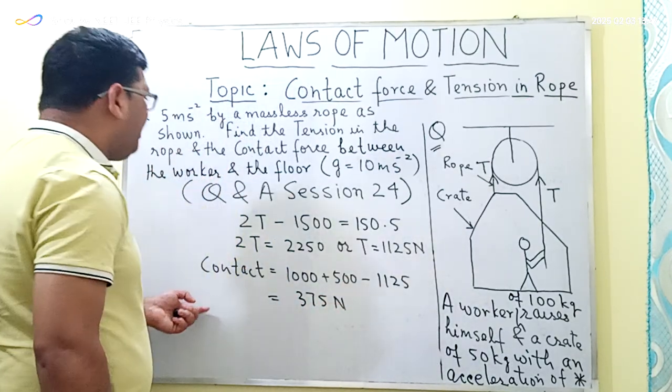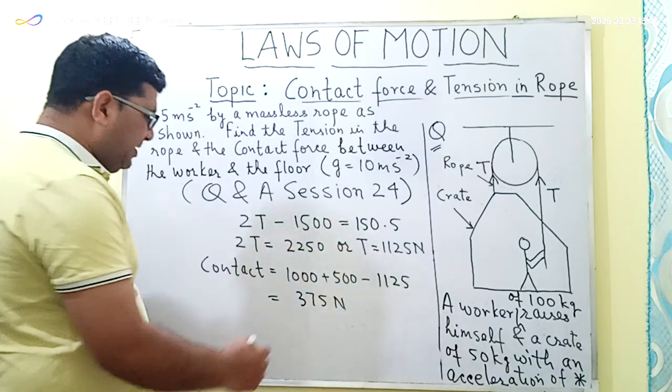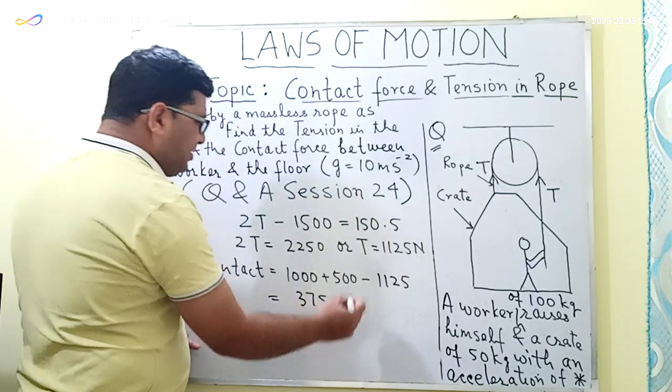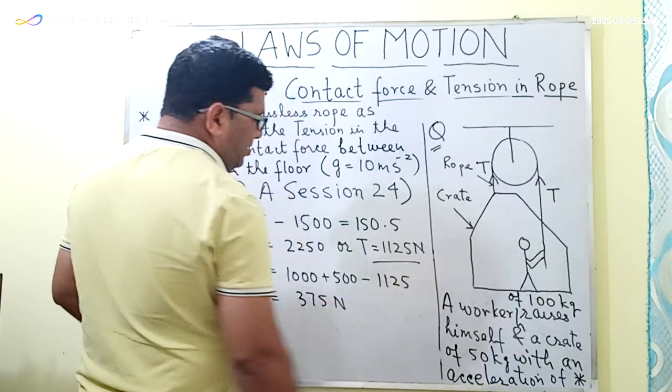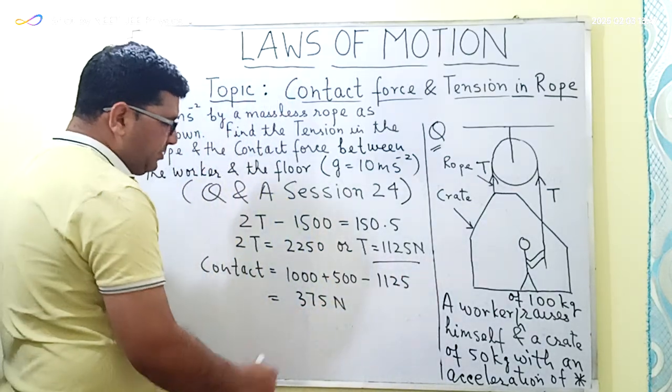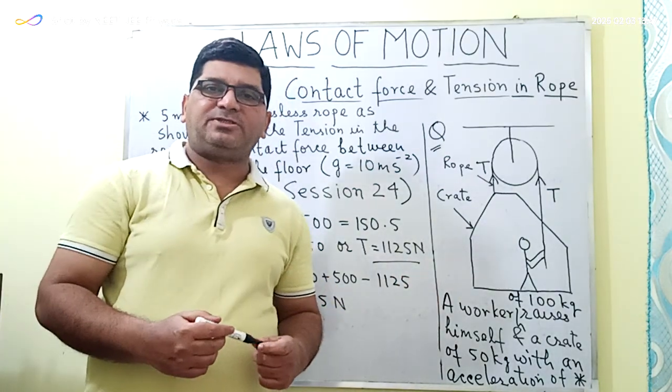So the contact force between the worker and the floor is equal to 375 newtons, and the tension in the string is equal to 1125 newtons.